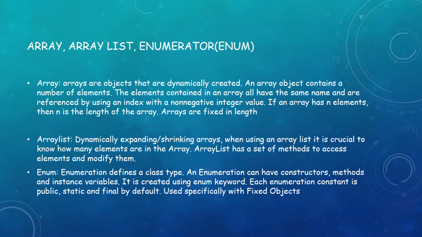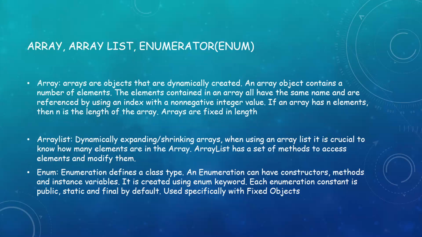The next one is array lists and enumerators, or enum. Arrays are objects that are dynamically created. An array object contains a number of elements. The elements contained in an array all have the same name and are referenced by using an index with a non-negative integer value. If an array has n elements, then n is the length of the array. Arrays are fixed in length.